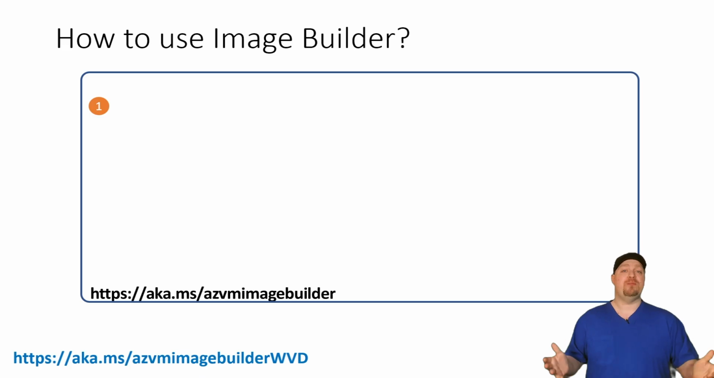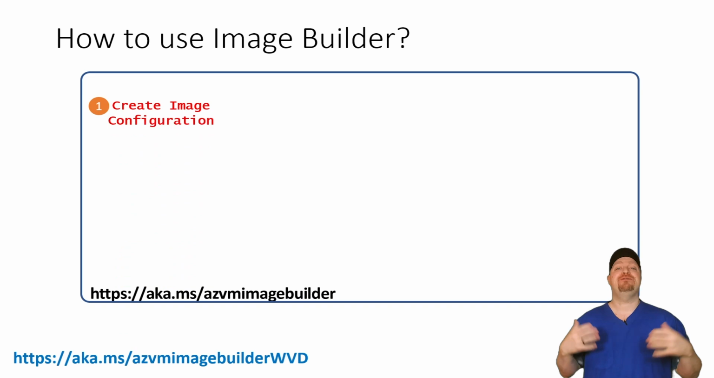Let's take a quick minute and review the workflow for the image creation process, and if you've done anything like this before, this will be very familiar. And since we're focusing in on WVD as part of this session, I'm only going to really refer to the Windows side of what Azure Image Builder does, but just understand that all the same things apply for all of your Linux workloads. Step one, we need to create an image configuration.